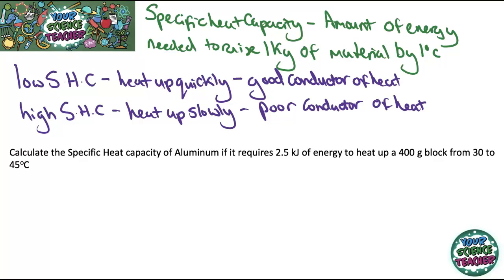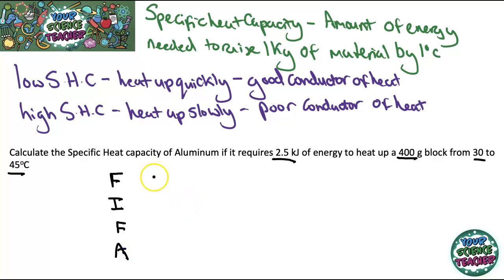Now, there is an equation to calculate the specific heat capacity of an object, and we're going to have a look at that now. So here I've got a question. It says calculate the specific heat capacity of aluminium if it requires 2.5 kilojoules of energy to heat up a 400 gram block from 30 to 45 degrees C. And the equation to calculate specific heat capacity, and I always tell my students to calculate it using a technique called FIFA. What I mean by FIFA is first you write out the formula.